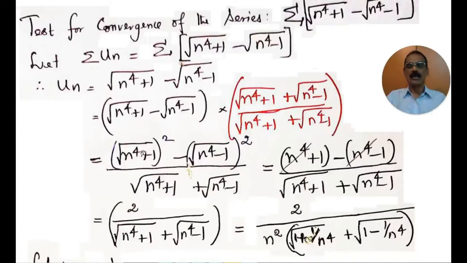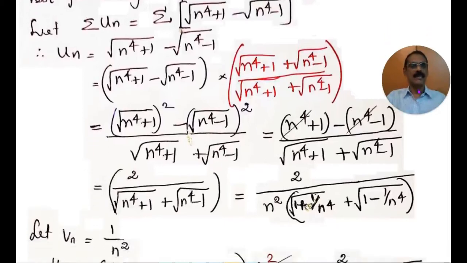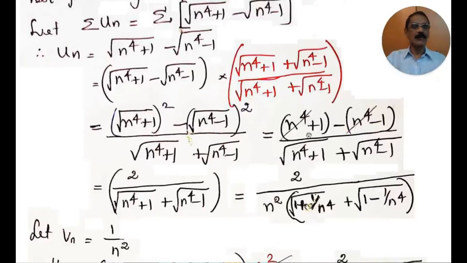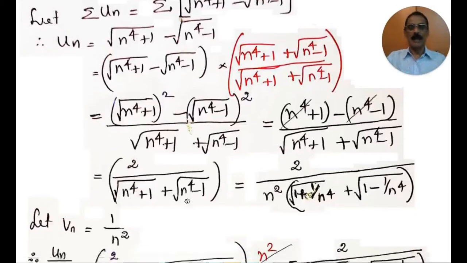Also we know that square root of a squared is a. Therefore, here the square and the square root get cancelled. Therefore, here we will get n to the power 4 plus 1 minus n to the power 4 minus 1, divided by square root of n to the power 4 plus 1 plus square root of n to the power 4 minus 1, and hence n to the power 4 and n to the power 4 get cancelled. Therefore, we get 1 minus of minus 1, which is 1 plus 1, that is 2. Therefore, the next step we have 2 divided by square root of n to the power 4 plus 1 plus square root of n to the power 4 minus 1.